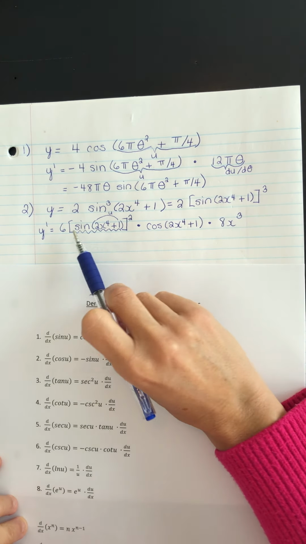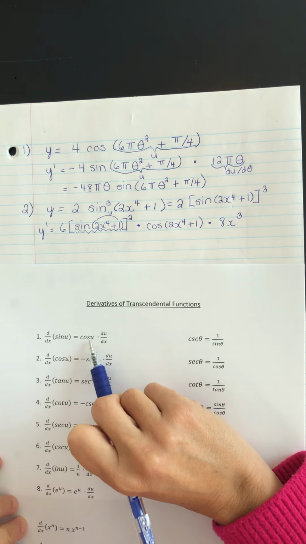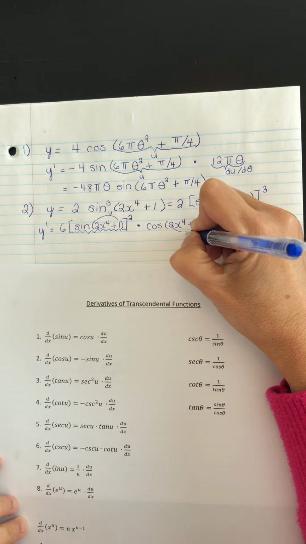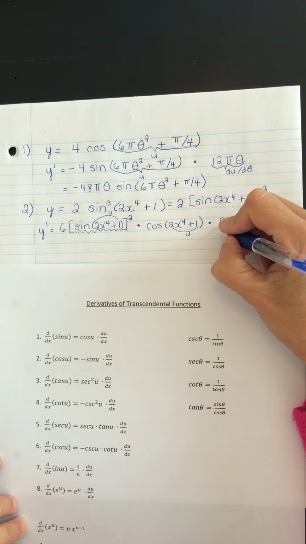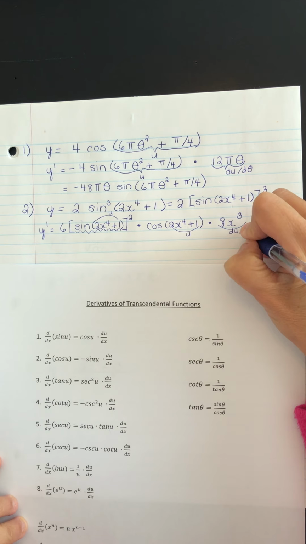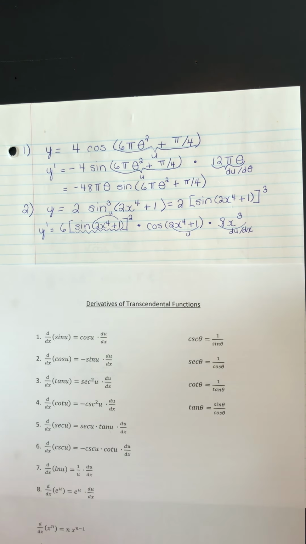So its derivative is cos u, so this again is the angle, times the derivative of u with respect to x. So this part here is the derivative of u with respect to x. Okay?